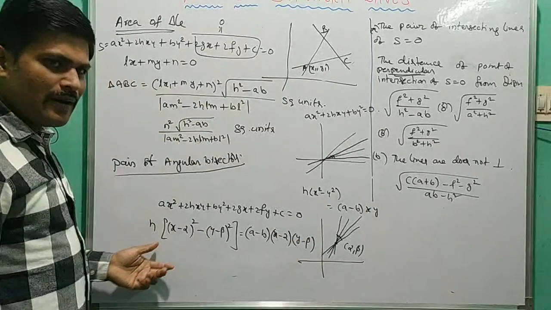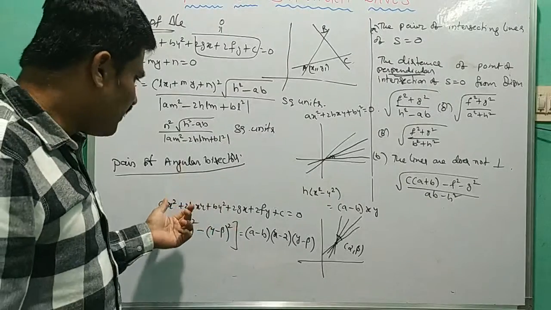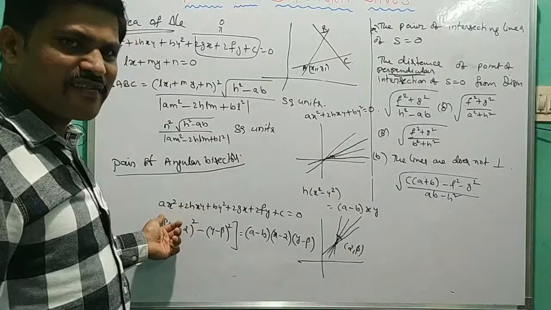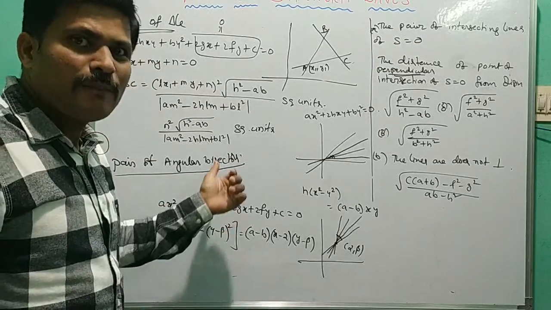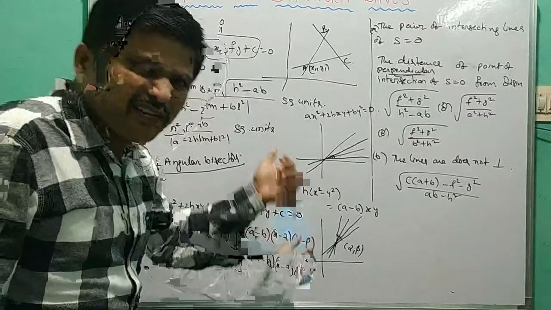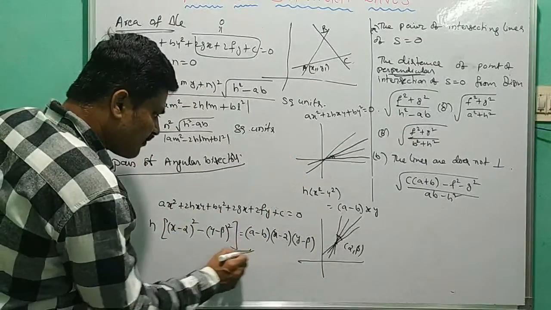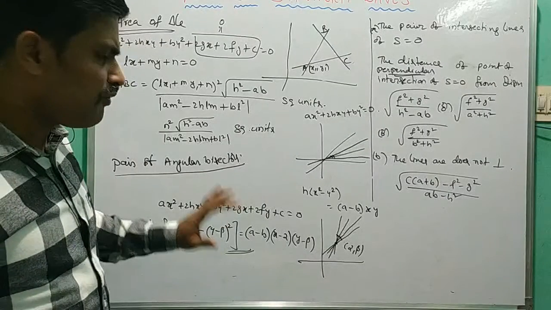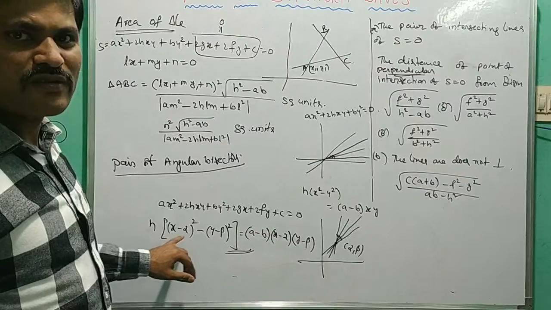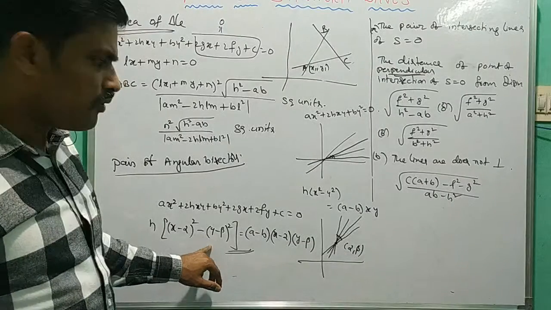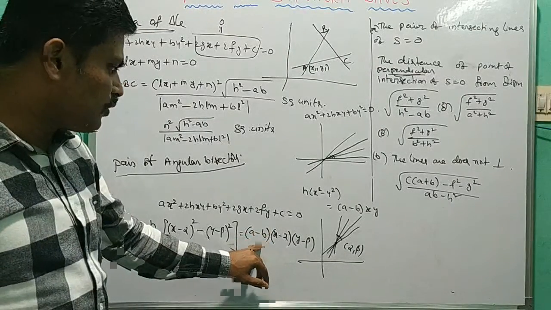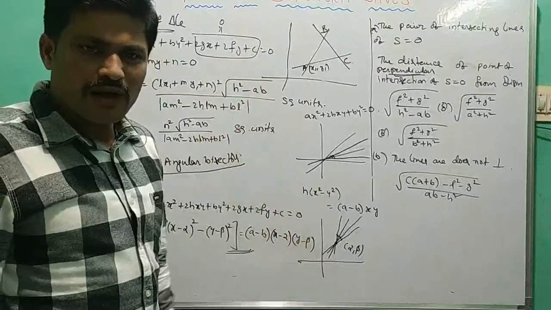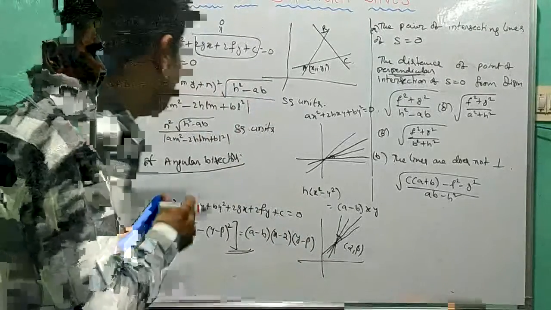Now this is the pair of angular bisectors between the given pair of intersecting lines ax square plus 2hxy plus by square plus 2gx plus 2fy plus c equal to 0. So this is the equation of the angular bisector lines: h into x minus alpha whole square minus y minus beta whole square equal to a minus b into x minus alpha into y minus beta. So this is one more important formula. And also the next formula.